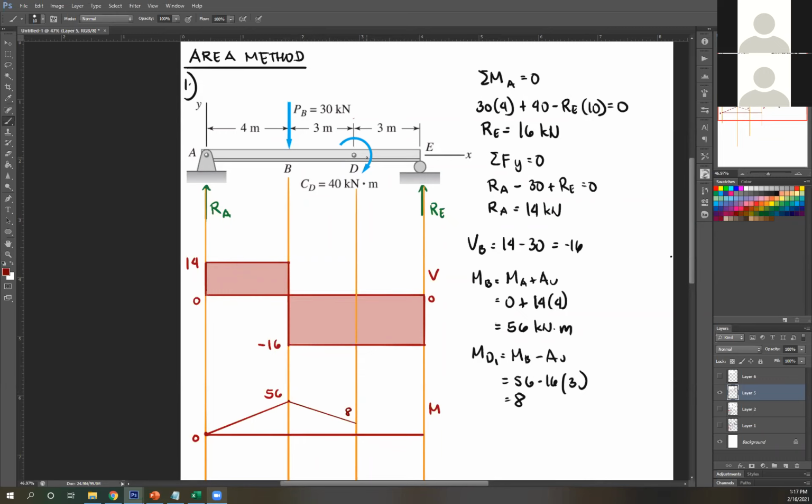Next, that's when you apply the effect of your couple. So your couple is clockwise, therefore that's positive. Therefore, your moment diagram will go upward. So you're gonna go upward. By how much? So by 40. Okay. So let's call that MD2. So it's your 8. And then just add your couple, which is 40, and that's 48. Yeah, 48 over here.